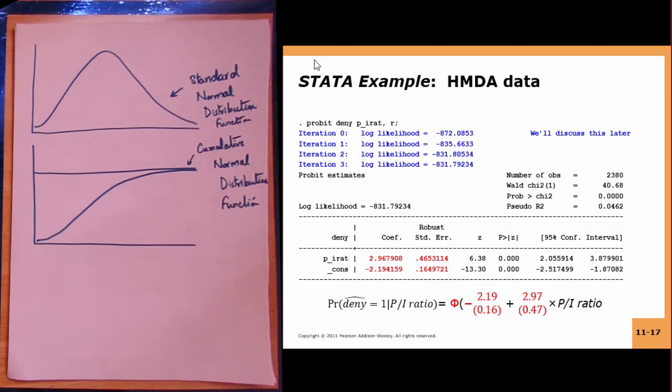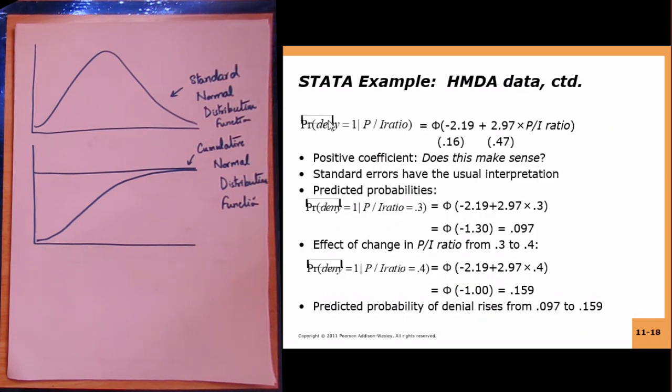So if you use the HMDA data to estimate your function, then you get the probability of deny equals 1 given PI ratio is phi of minus 2.19 plus 2.97 into PI ratio, because this is what you have found. You have estimated your beta 1 coefficient to be 2.97 and your beta 0 coefficient to be minus 2.19. There is a positive coefficient for PI ratio.